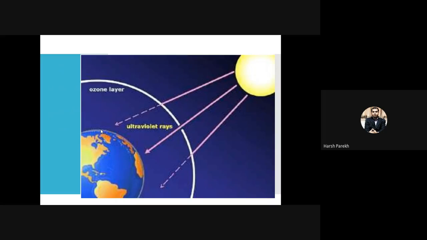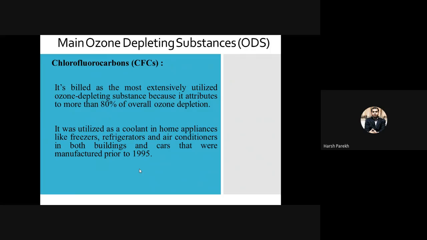Now see, this is how the ozone layer is. What the ozone layer does is it does not allow direct radiation to enter the earth. Here, radiation occurred because there is a low concentration of ozone, and that's the reason the radiation has entered the earth.